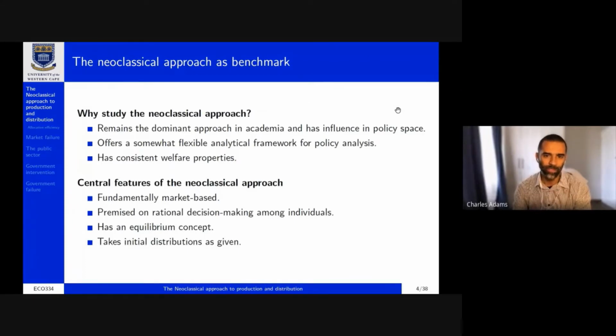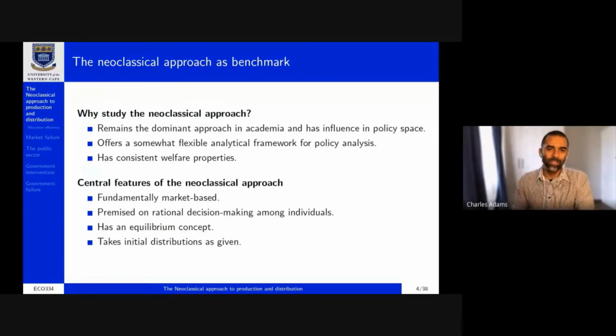Okay, central features of the neoclassical approach: it is fundamentally market-based, which is why it falls out of favor in some quarters. It is premised on rational decision-making among individuals. Economists know that people don't always behave in a rational manner. And what we mean when we talk about rationality in economics is that people are consistent in their decision-making.